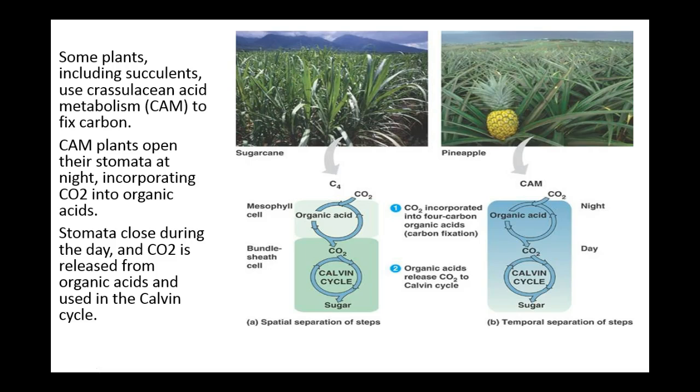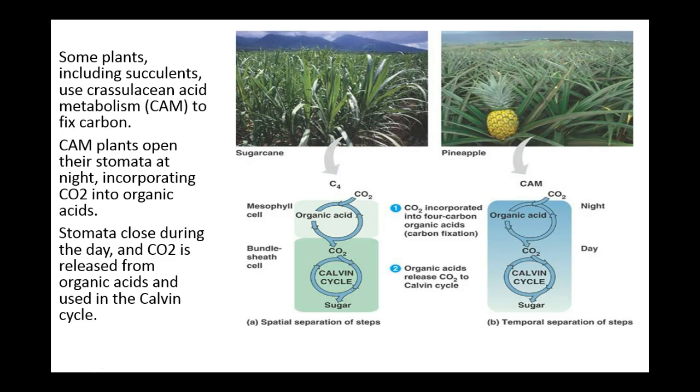They open their stomata at night where there is less chance of losing water, and incorporate the carbon dioxide that they open those stomata for into organic acids, and then they close during the day. And then that stored form of CO2 is released from the organic acids and used in the Calvin cycle. A type of CAM plant is pineapple or succulents. I'm sure you all know what a succulent is. A type of C4 is sugar cane.